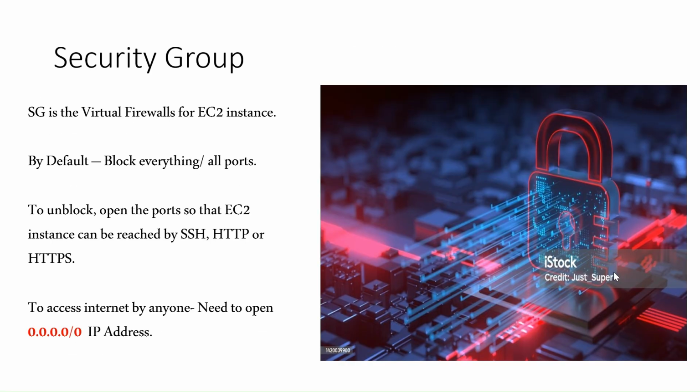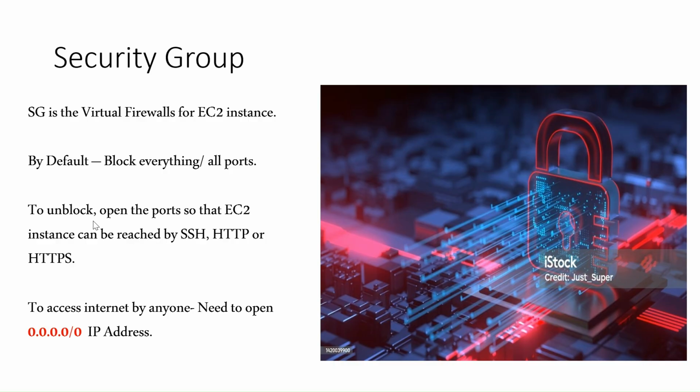Now, when you launch an EC2, I will show you in the upcoming slide how to provision the EC2. But when you do, there is something known as a security group. Security group is nothing but a firewall. Just as we have a firewall where we block some ports and open some ports for security reasons, similarly, security group is there for the virtual servers or EC2. So, security group is a virtual firewall for EC2. By default, all the ports are blocked in security group. To unblock, we need to enable those ports.